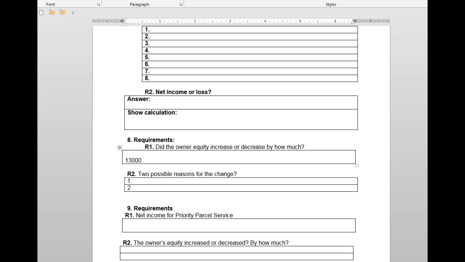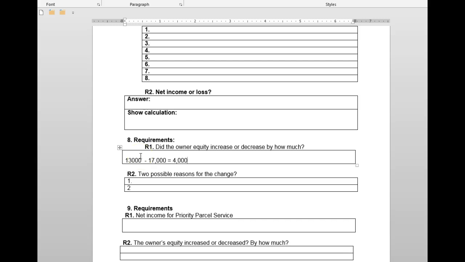The ending equity was 34,000 minus 17,000. So the ending was 17,000. What's the difference between those two? If I do a little negative, we have a $4,000 positive increase. Now, list 2 reasons for that. How did I get these numbers?